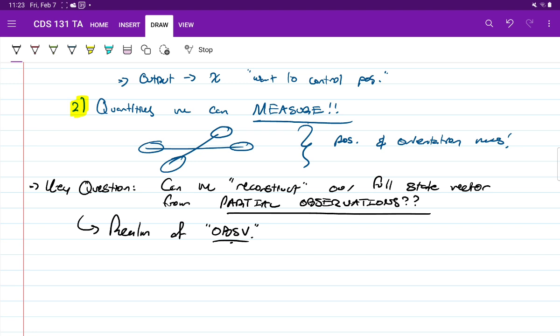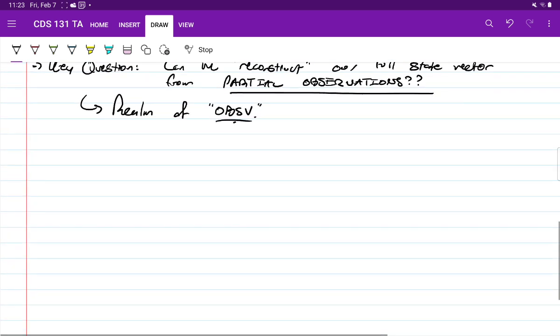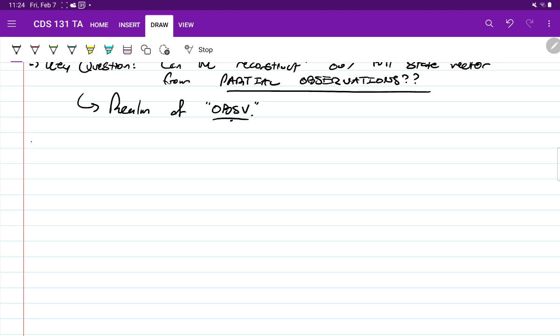But first I want to run through just a quick example of a system that's not observable, so we get a clear idea of what we're talking about. So let's go ahead and consider the non-example.